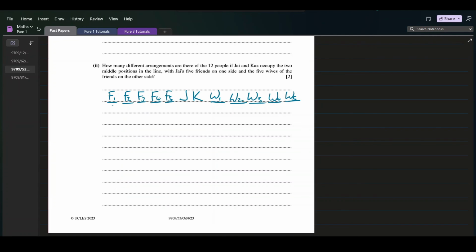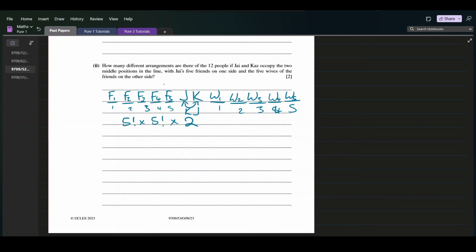So on the left hand side, we've got 1, 2, 3, 4, 5 friends, and those friends can be arranged in 5 factorial ways. And the same goes for the 5 wives on the right hand side, so they can also be arranged in 5 factorial ways. And notice that J and Kaz, they should be in the middle, but they didn't specify which order. So we can swap J and Kaz so that Kaz comes first and then J. So that's multiplied by 2.